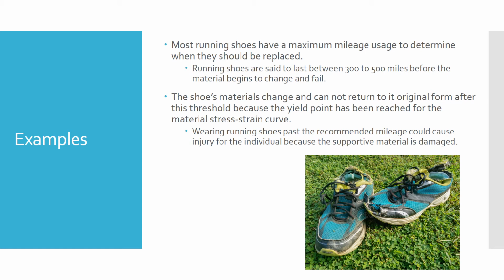Some examples are, in most running shoes, there is a maximal mileage usage to determine when you should replace your shoes. Most running shoes are said to last between 300 and 500 miles before the material begins to change or fail. Within that time period, you should get new running shoes. As the shoe's materials begin to change within that time frame, the material cannot return to its original form after this threshold because the yield point has been reached.